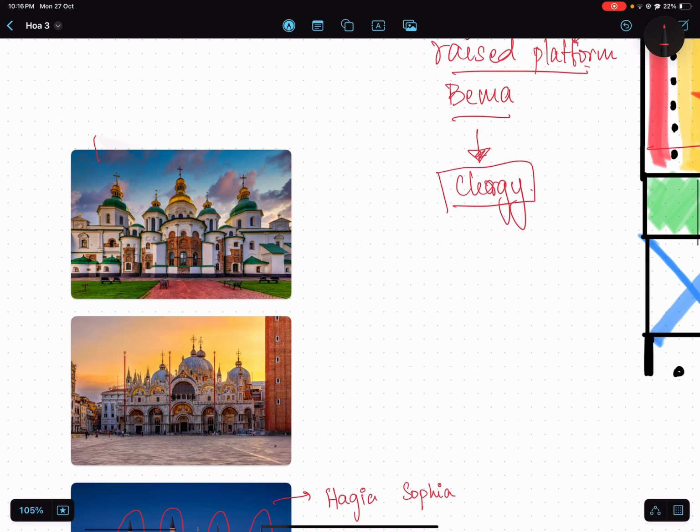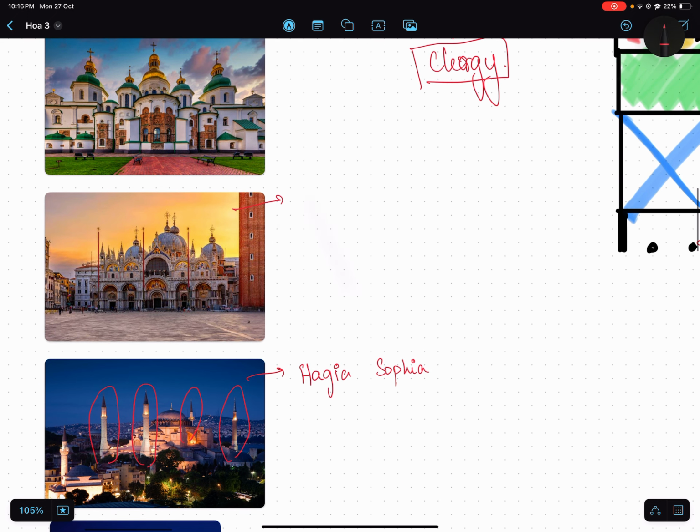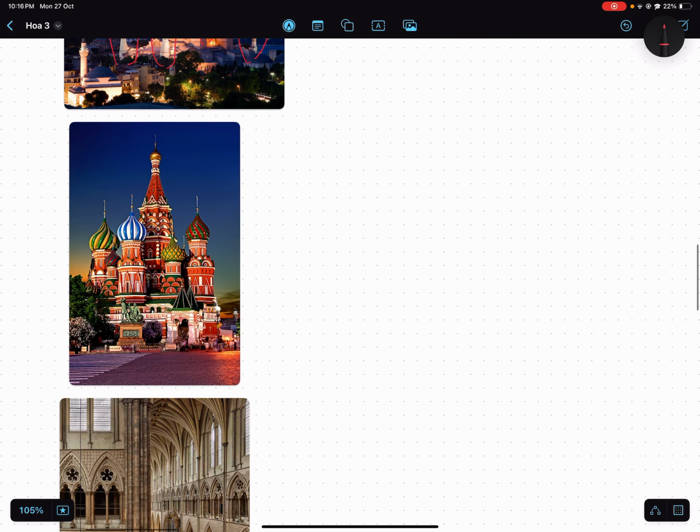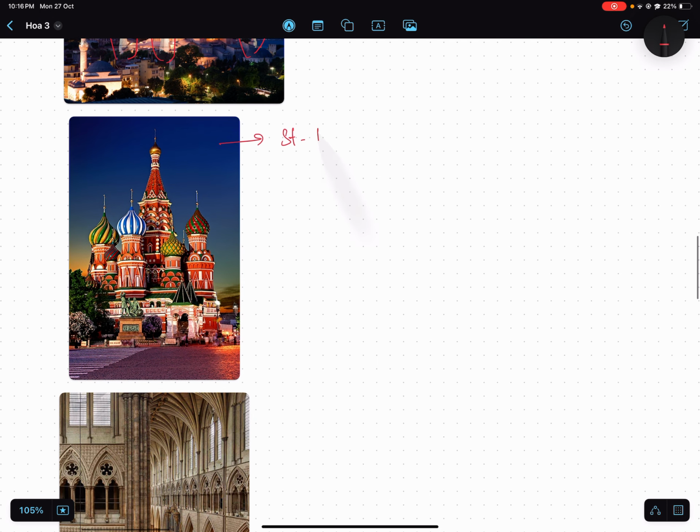And this is Santa Sofia in Ukraine. This is San Marco in Venice. And this is Saint Basil in Moscow. And these are onion domes, so that is important to remember.